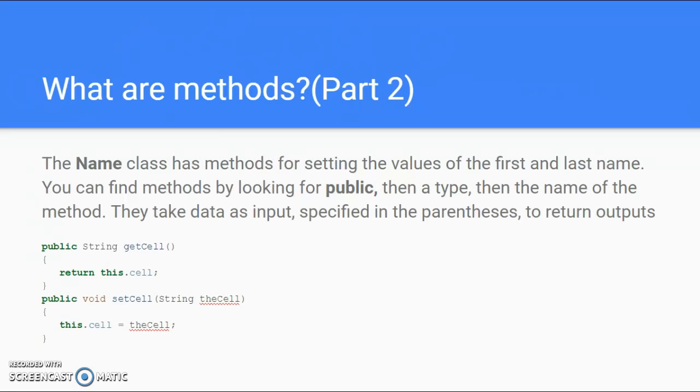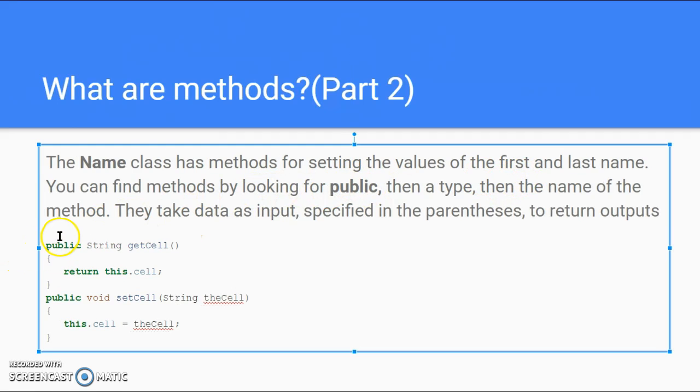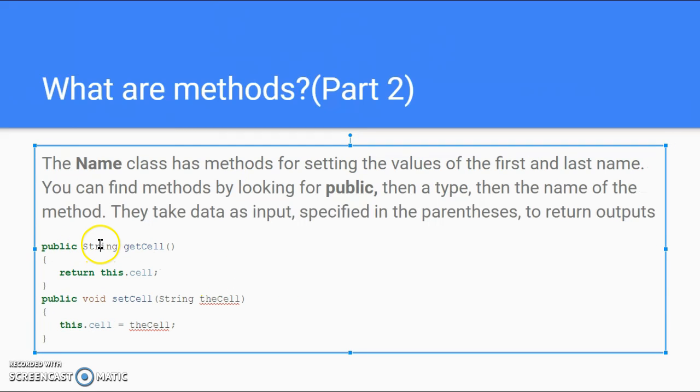Now, this is referring back to the code earlier on. The name class has methods for setting the values of first and last name. You can find the methods by looking for public, then a type, then the name of the method. As seen here, the public right here, the string as the type, and the get cell, which is going to be the method name.